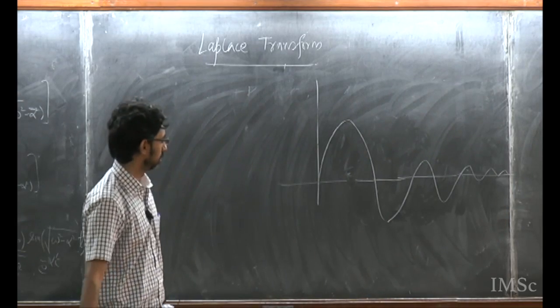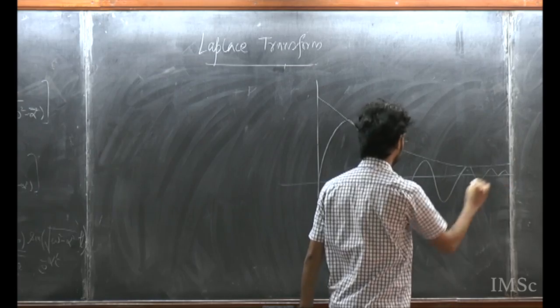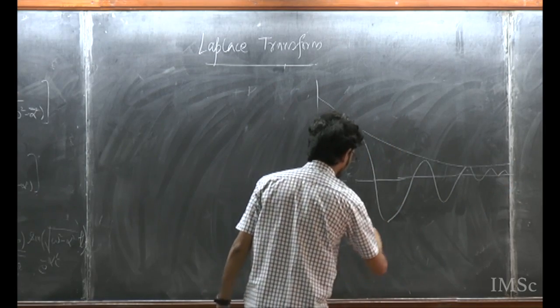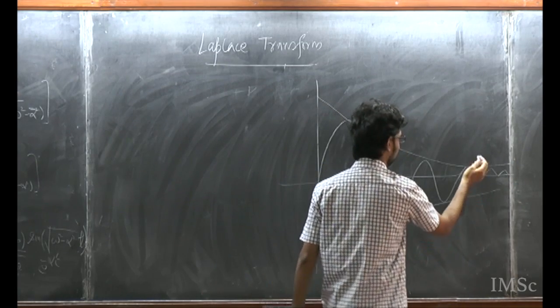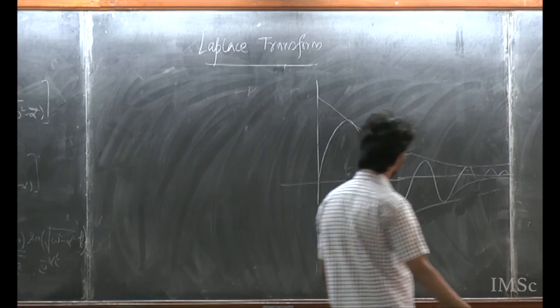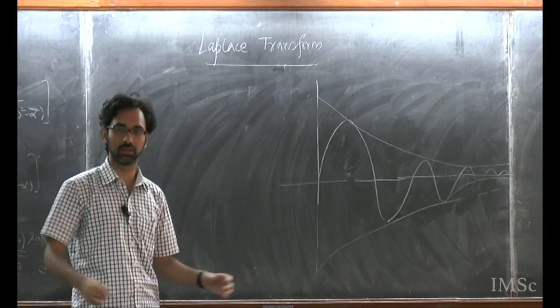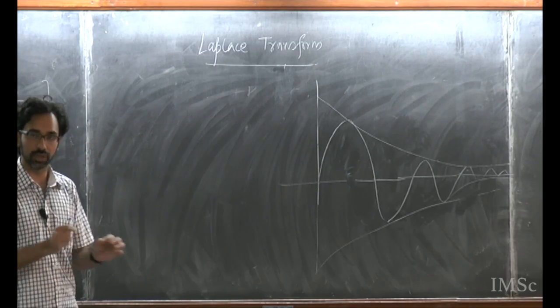Something like this. Okay, the amplitudes will die out. So, as you can see, I'm very bad. Anyway, so this is the damped oscillation where motion will die out.